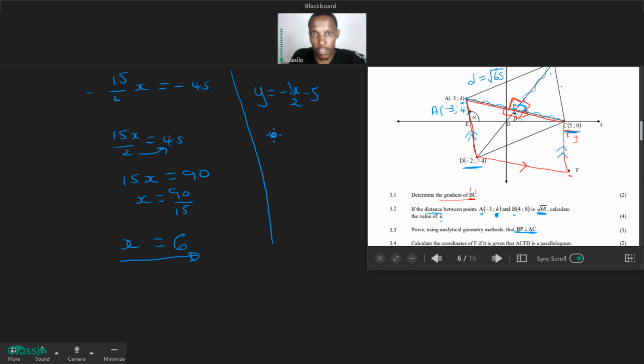It means that we have got y equals to negative 1 over 2 into 6 minus 5. Y is the same as negative 3, because this is negative. This goes 3 times, minus 5. Then our y is equals to minus 8. Therefore, our coordinates for F is 6 and negative 8.